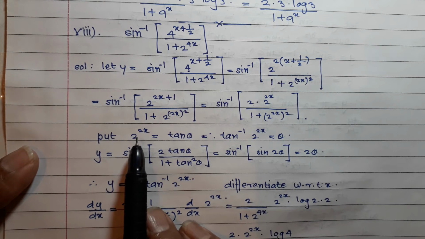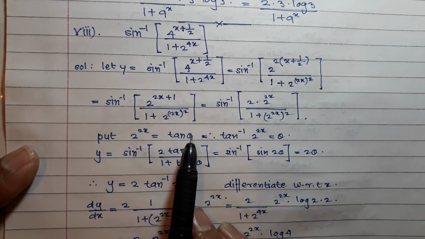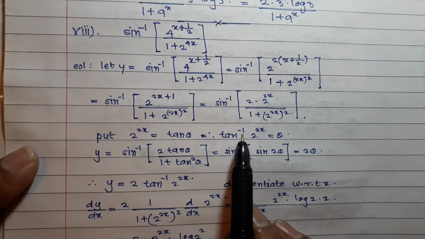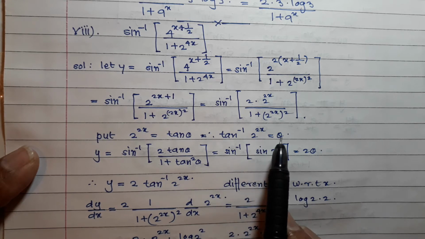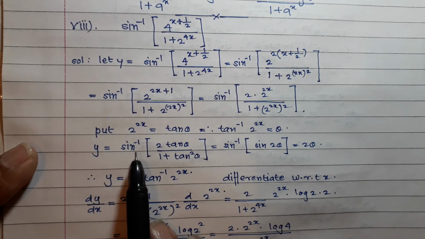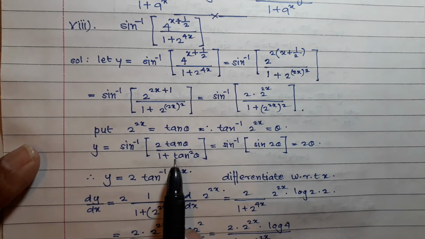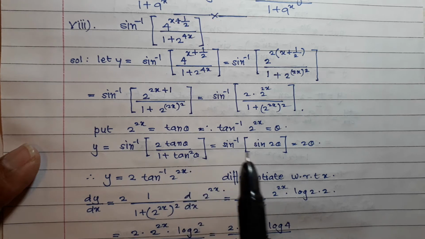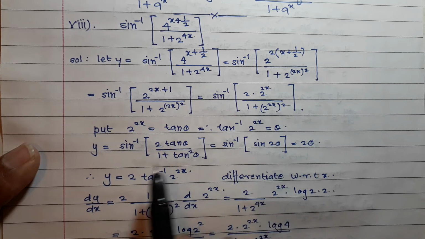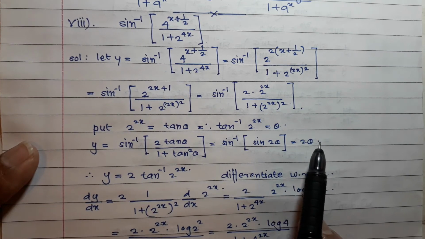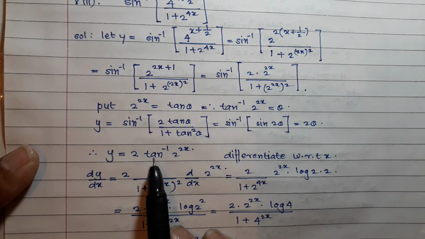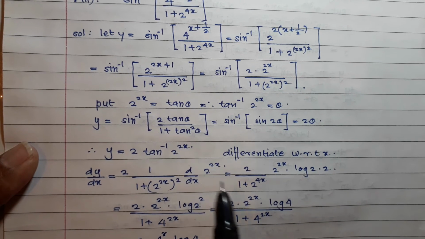Put 2 raised to 2x is equal to tan theta, and therefore tan inverse 2 raised to 2x is equal to theta. y is equal to sine inverse of 2 tan theta upon 1 plus tan square theta, which is equal to sine inverse sine 2 theta, and therefore y is equal to 2 theta, and therefore y is equal to 2 tan inverse 2 raised to 2x.